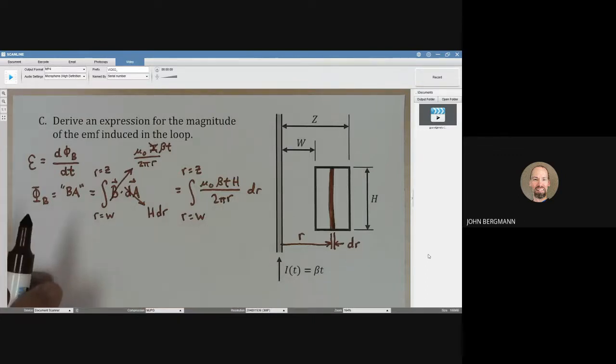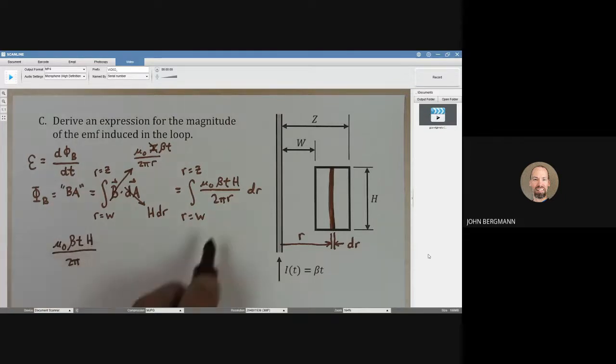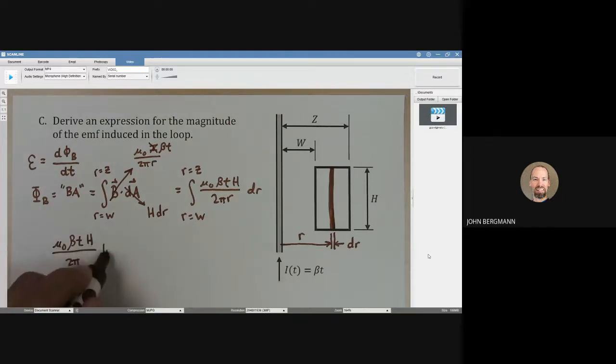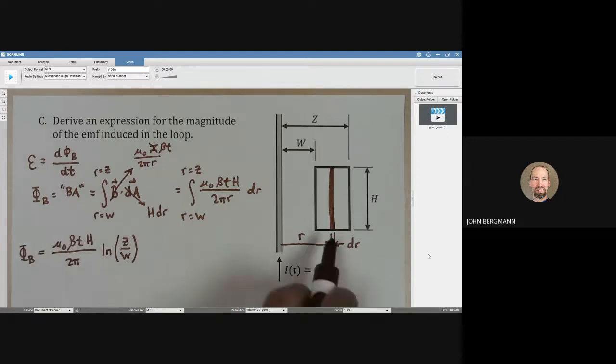The equation for the flux is going to be all of these constants, mu naught, beta, t, h, and then below that, 2 pi. And then when we integrate dr over r, we get the log of r. So if we put in those integration limits, we get that. So that's our flux right there. That's the magnetic flux that's occurring through this loop.